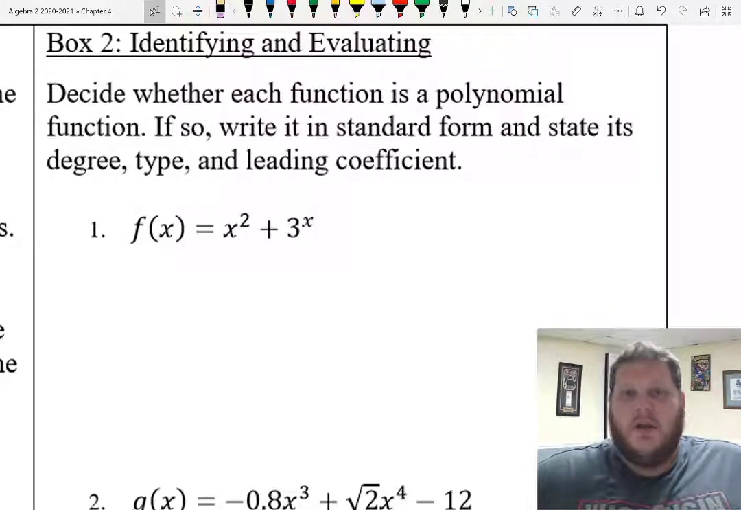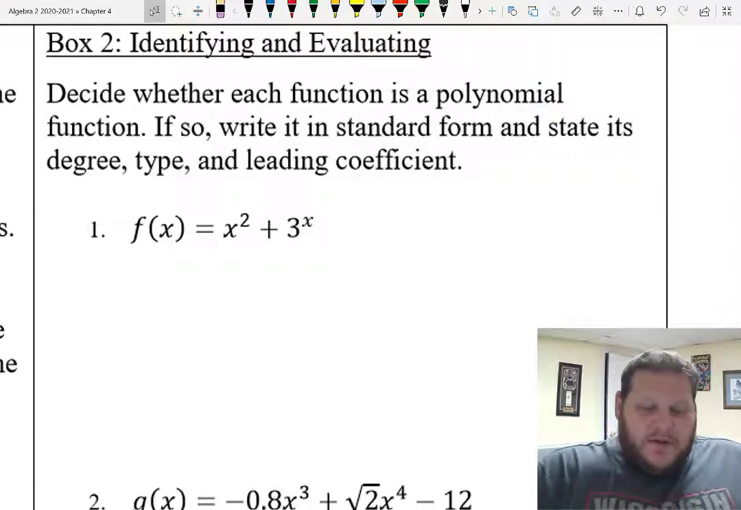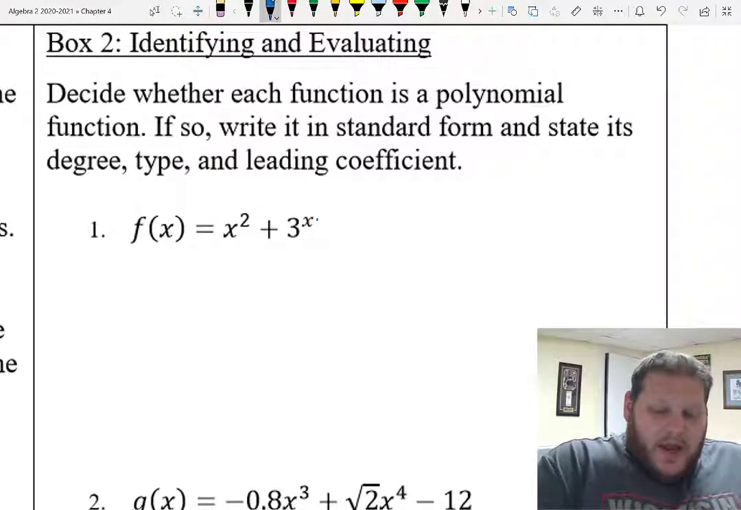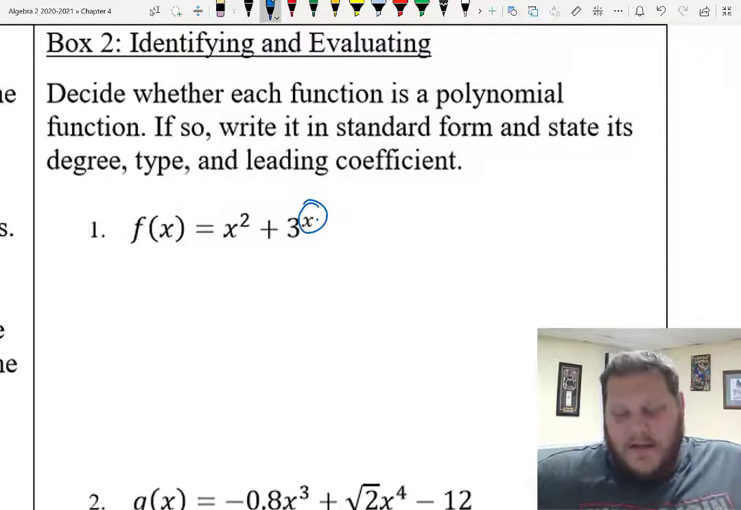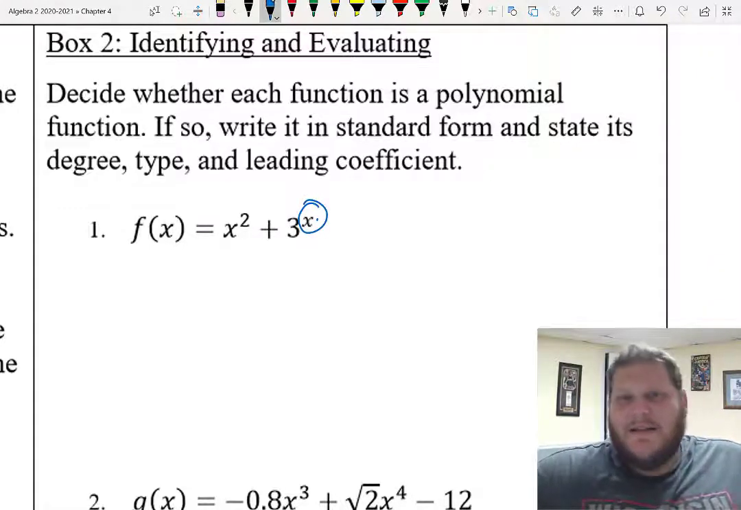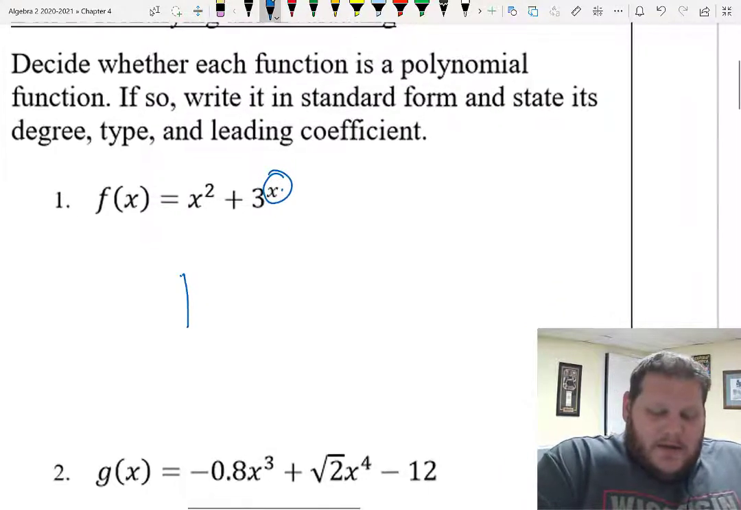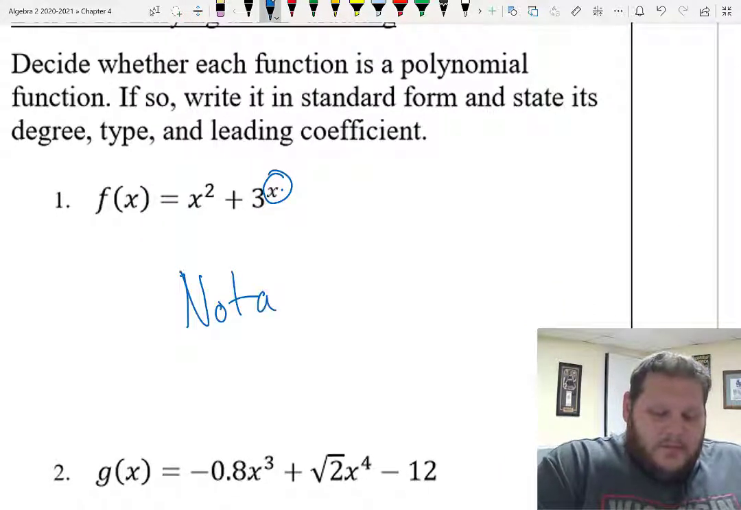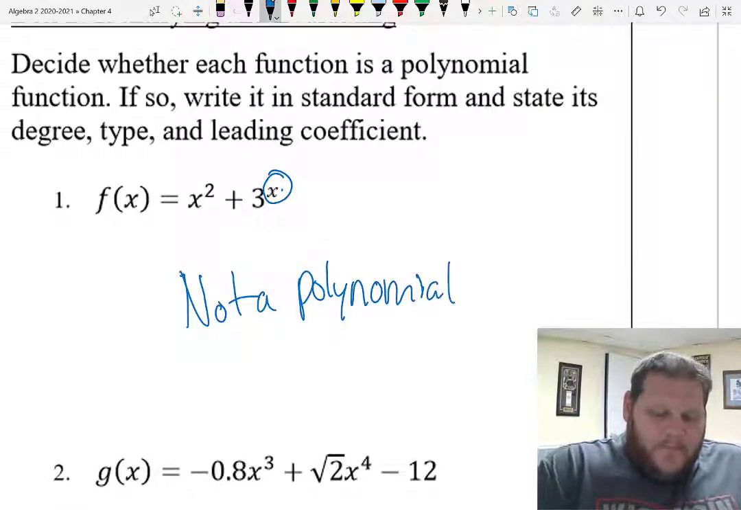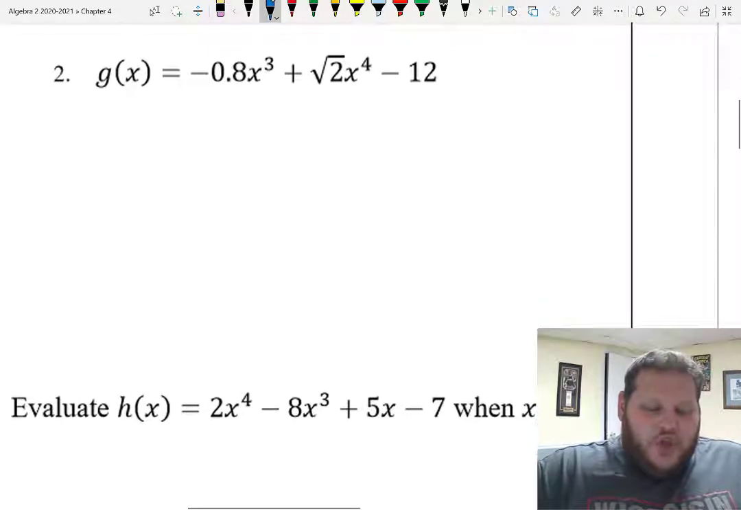So check and make sure, are all of my coefficients real numbers? Do I have variables for my base with whole number exponents all the way through? And you can see here for number 1, we don't have that because of this x in my exponent. Because that x is my exponent and not down next to my 3, it is not a polynomial.